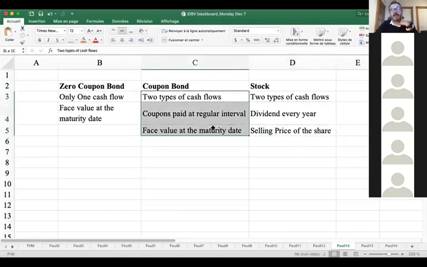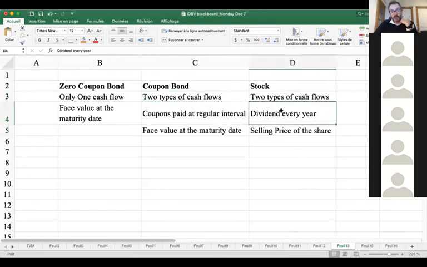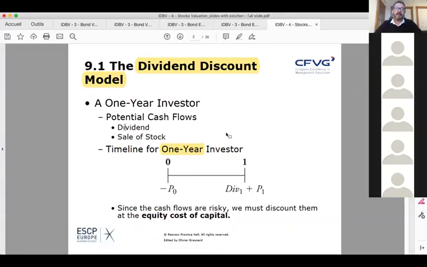Okay, so we can see that it's not so different from the coupon bond. Coupon becomes dividend, face value becomes selling price. Of course, we're talking about different things, but the logic of the calculation is the same. So let's not be impressed by the vocabulary again. So potential cash flows: dividend, and the sale of the stock.